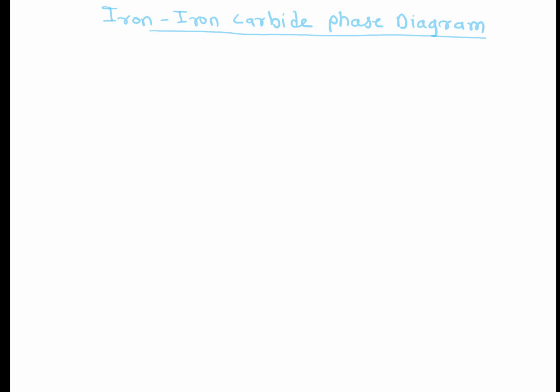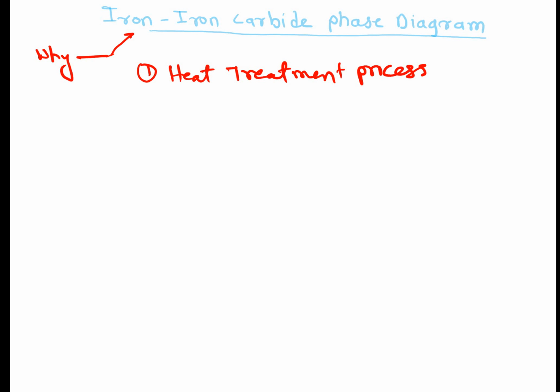Now, the first question that arises in my mind is why we need to study the iron-carbide phase diagram. If we have knowledge and a deep understanding of phase diagrams, then it is a very easy and convenient way to design and control the heat treatment processes.